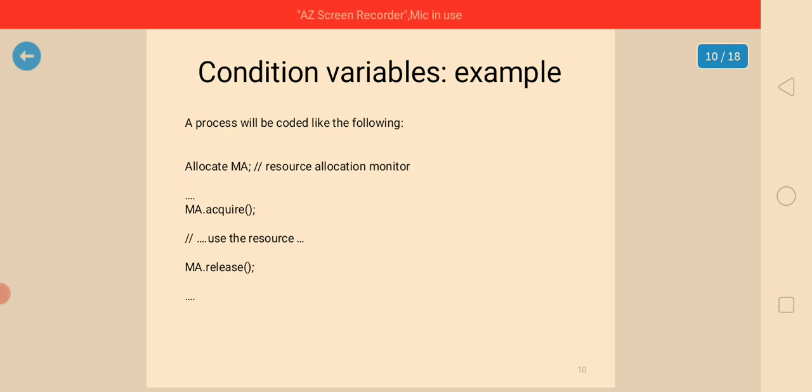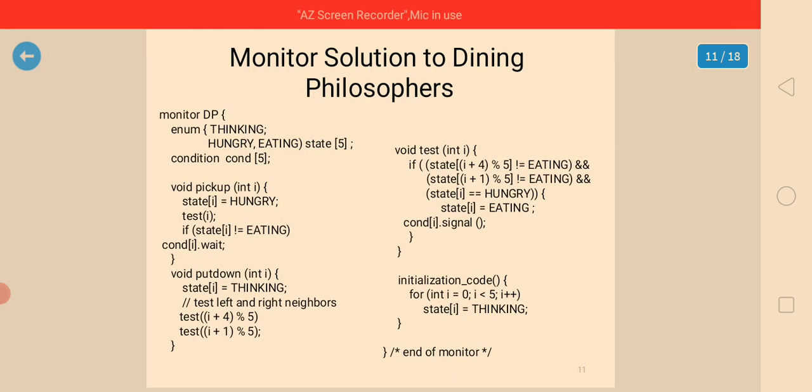Condition variable example, a process will be blocked like the following. So this is the allocate monitor, meaning here the resource allocation monitor is acquired. So here we are going to use the number of resources, and after that ma dot release. So here we are releasing those resources.